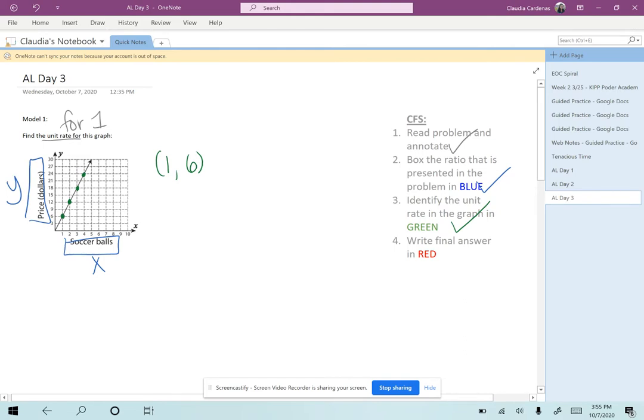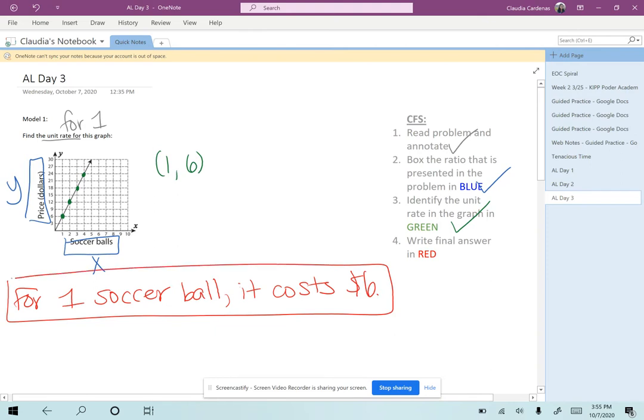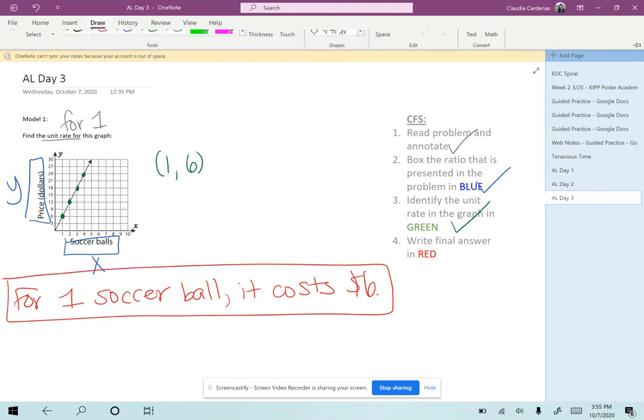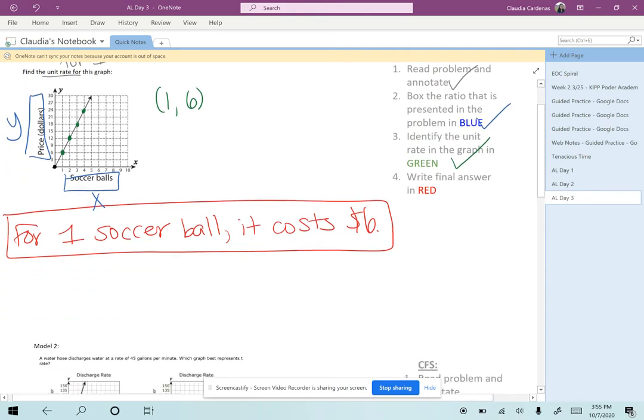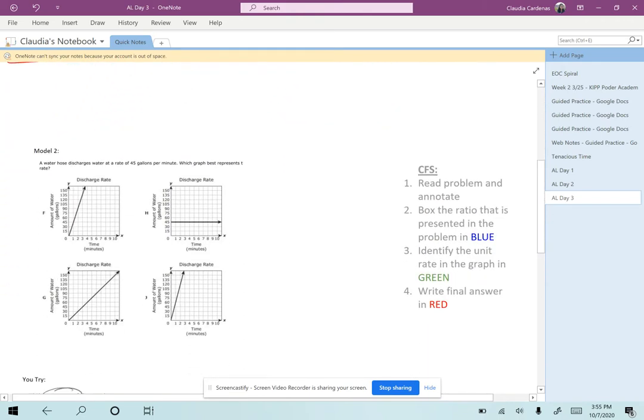what it's talking about. So for one soccer ball, because 1 is on the X and soccer balls is the label, it costs $6 because dollars is the label on the Y. Awesome. So that's pretty straightforward, seeing how we identify that within a graph. We know that it's a straight line and we know that it's proportional because it goes through 0, 0. But now let's look at a different situation where we have to discuss a graph and unit rate.